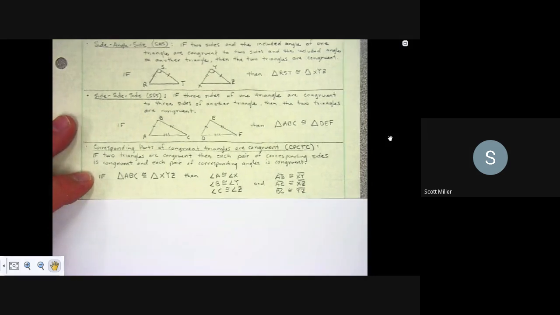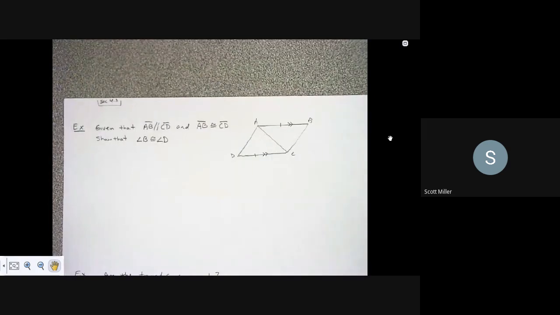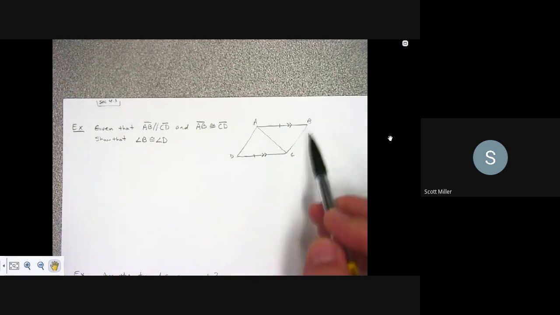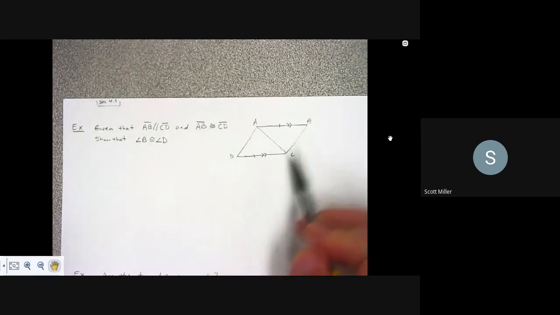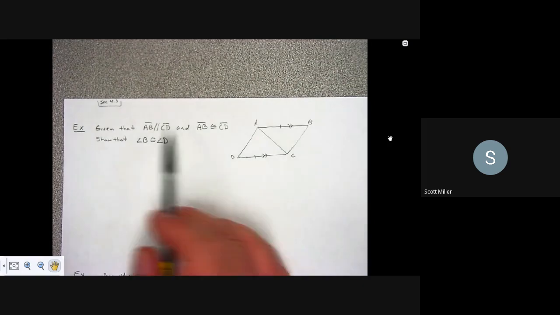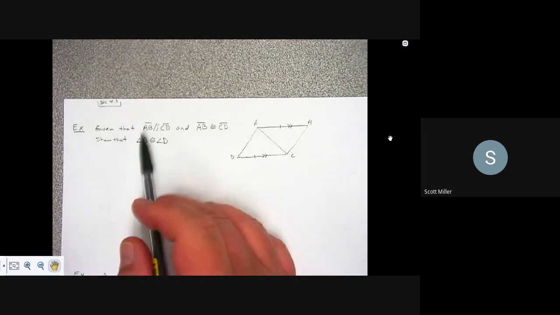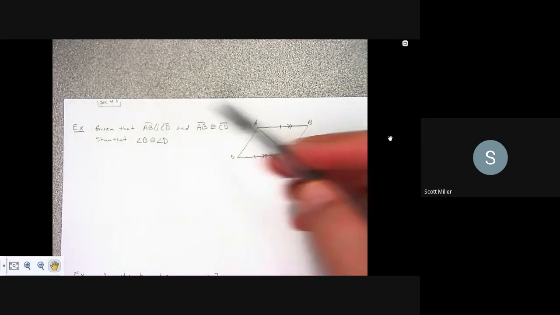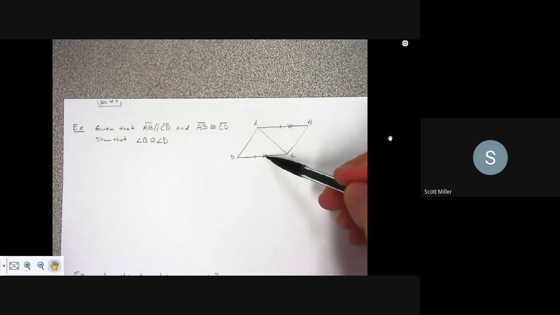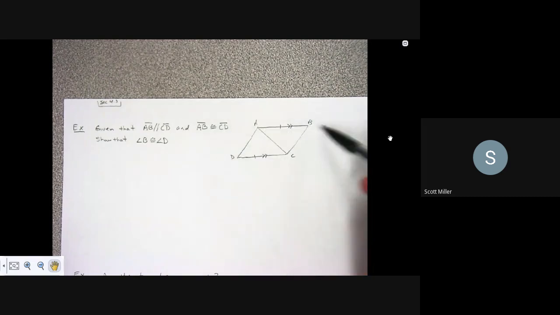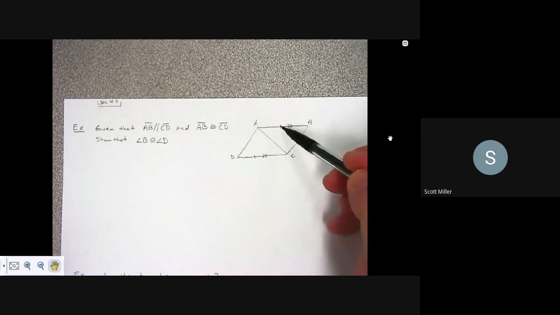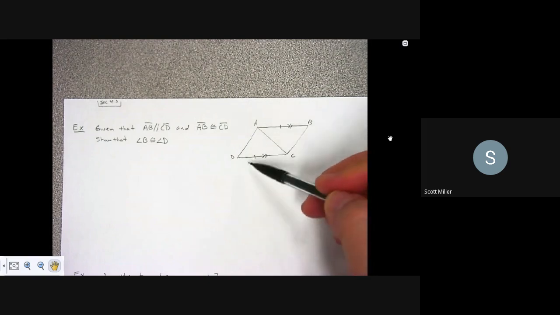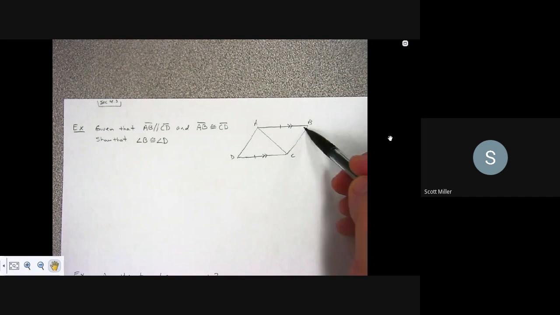So here's an example. Let me go ahead and pull it over here so you can see it. We can work on it together. It is a proof where we're going to show that angle B is congruent to angle D, given this information up top. The given information I've already marked in our picture. AB and CD are parallel. That's what these marks here mean. And AB and CD are congruent. And so I need to show that this angle and this angle are congruent.